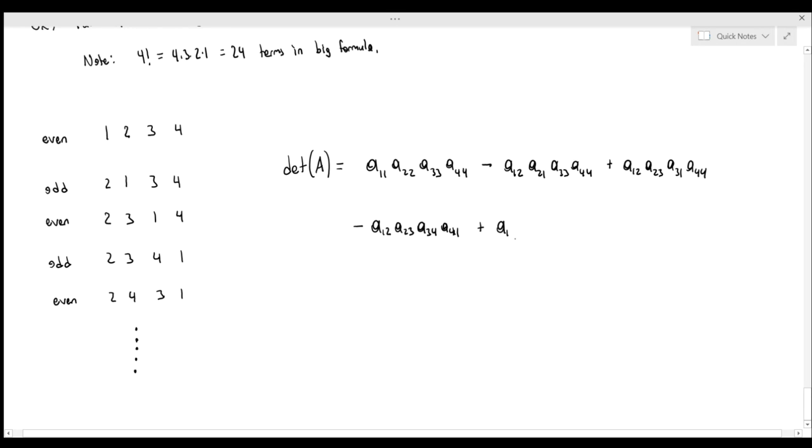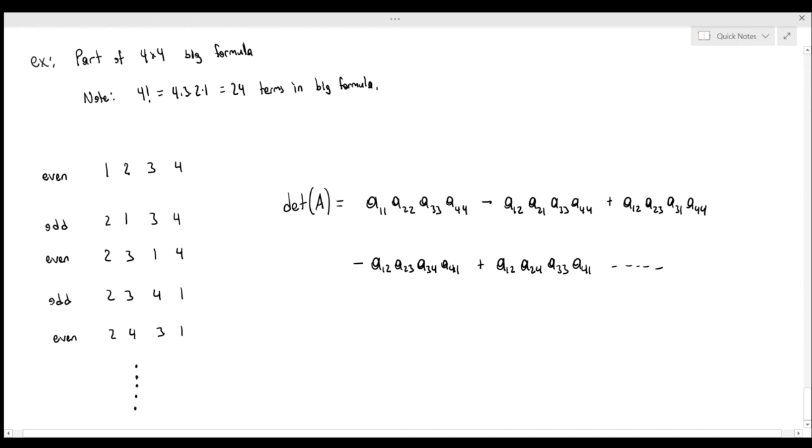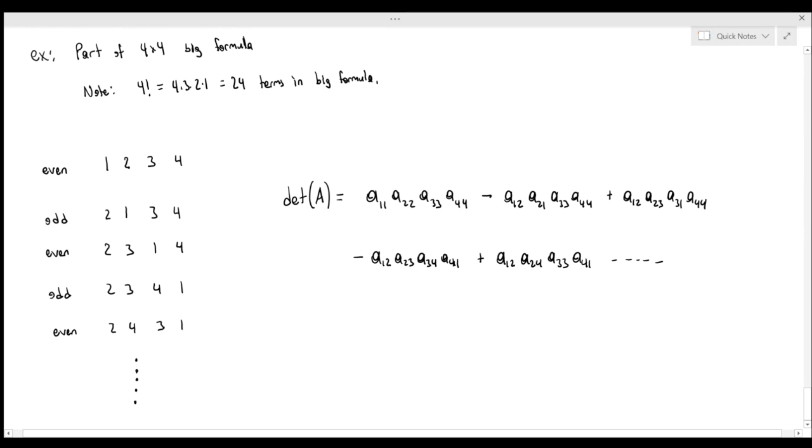A12, A24 next, A33, A41, and then so forth. So again, that's only 5 terms. There would be 24 terms altogether, but that's just an illustration of using the formula, how you could write out, after some time, the general determinant of an n by n matrix. Okay, so any questions about that right now?